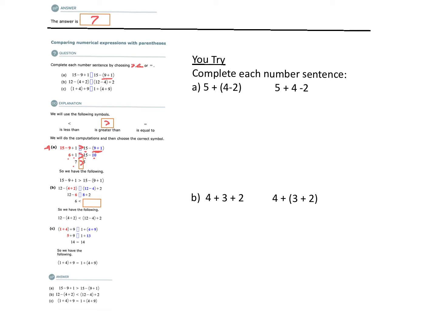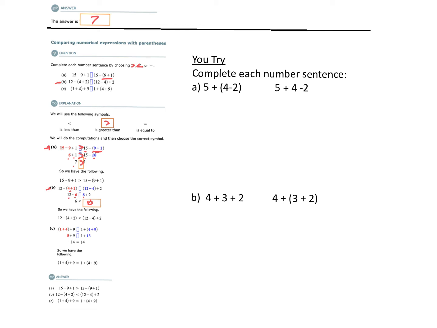Okay? The second one there, 12 minus 4 plus 2 in parentheses, or 12 minus 4 in parentheses plus 2. Let's see if it matters. Part B, the first one we're going to do 4 plus 2 first, which gave you 6. The second one we're going to do 12 minus 4 first, which gave you 8. On this side, 12 minus 6 gave you 6. Over here, 8 plus 2 is 10. They are not the same. Okay? Order does matter when we add or subtract.